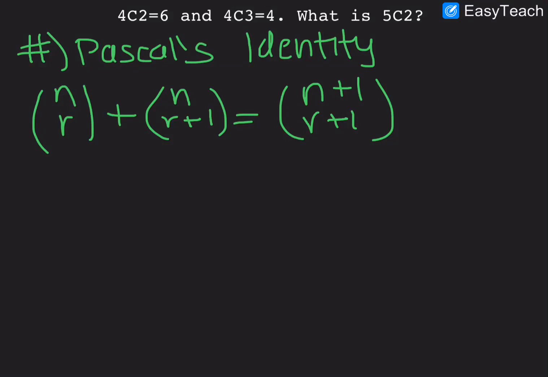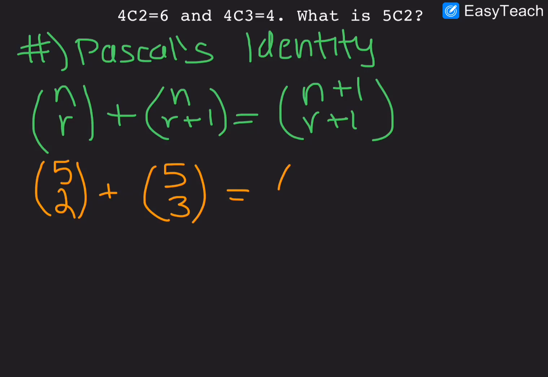The first one is already written on the screen, and it's Pascal's identity, which is saying that n choose r plus n choose r plus 1 is equal to n plus 1 choose r plus 1. If this is a little confusing, we can do an example. For example, 5 choose 2 plus 5 choose 3 is equal to 6 choose 3. And you might question whether this is true or not, but let's see.